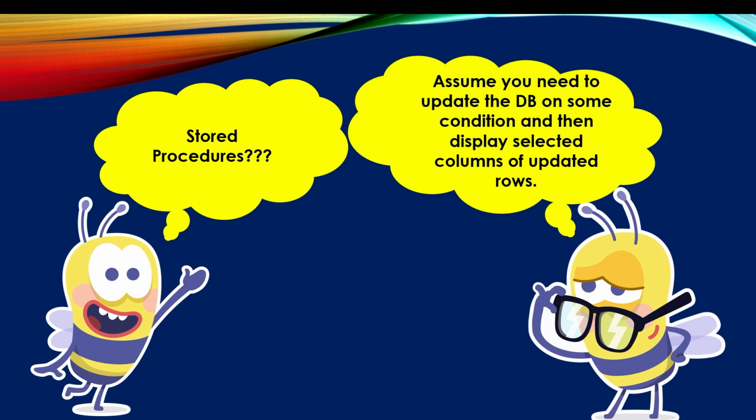So Vinny says, let's assume that you need to update the database on some particular condition. Let's say that wherever the pet type is a dog, you need to change the name of the pet. Maybe you just need to add a prefix or a suffix for all the dog pets. Now after this update, you also want to display particular columns of the updated rows only, not all the rows. So for this, what are you going to do?